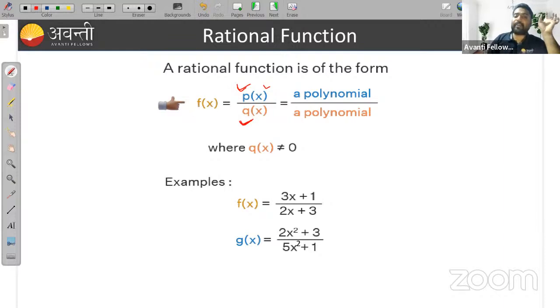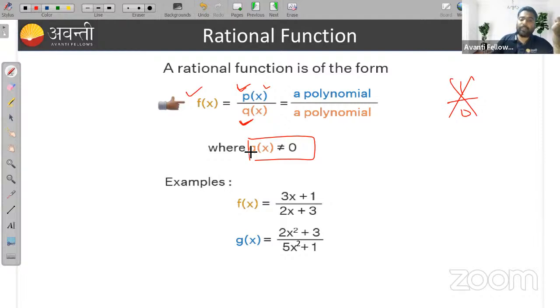So that means p of x and q of x, both numerator and denominator, must be a polynomial expression. Then we can say f of x is a rational function, where q of x, that denominator, must not be equal to 0. Why? If the denominator becomes 0, then the function will not be defined, right? अरे मुझे पता है ना, something upon 0 is not defined ना. That's why q of x must not equal to 0. This is my rational function.